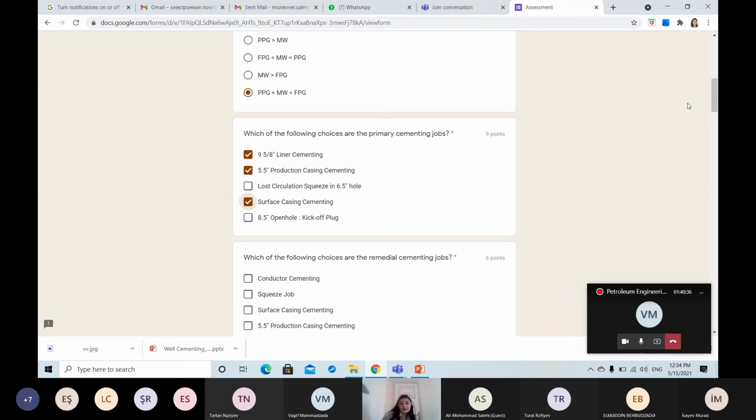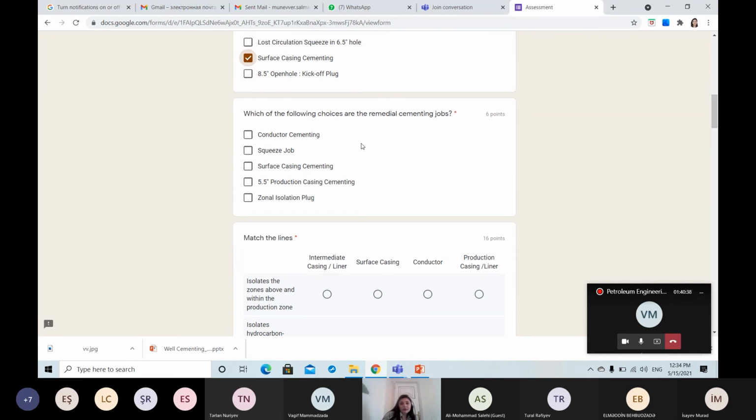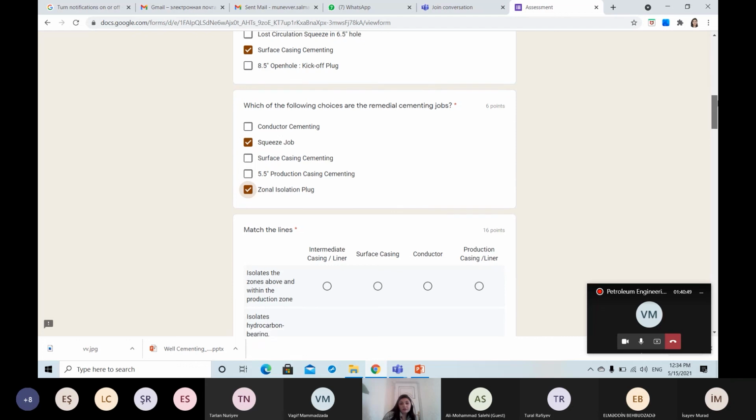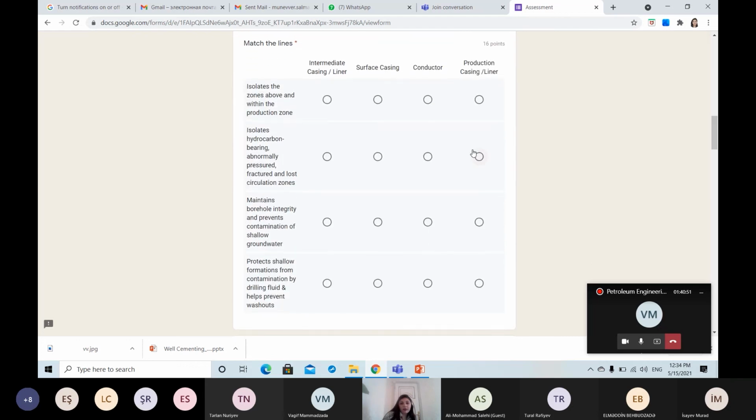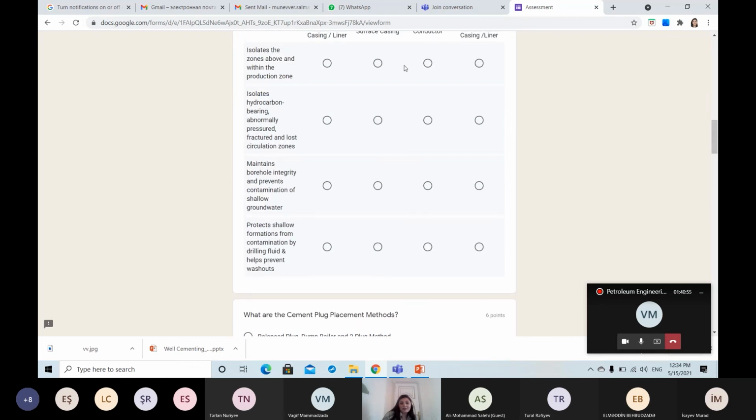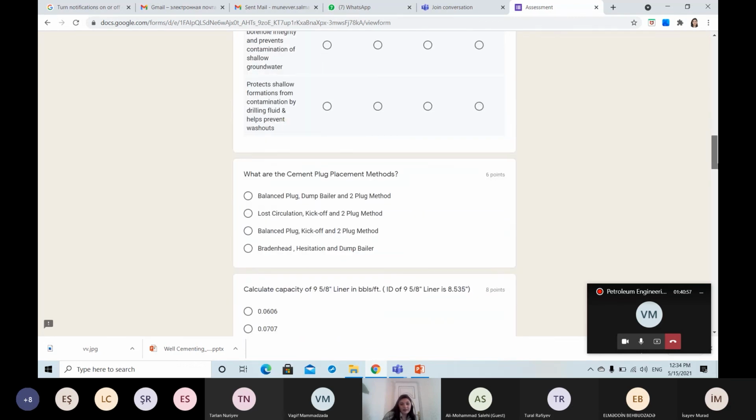And surface casing cementing, and which of these is a remedial cementing job? Of course, squeeze job, and not casing, not conductor, not again production casing. So here is zonal isolation. And this one, I have explained this last time. I don't want to lose time, guys. It is very easy and you have it in the presentation.